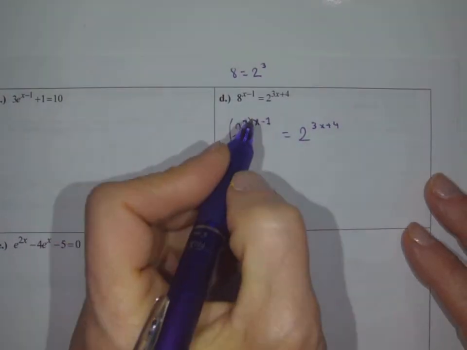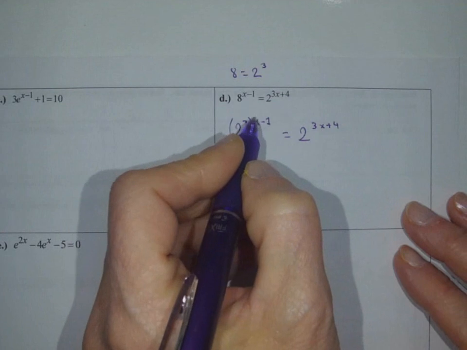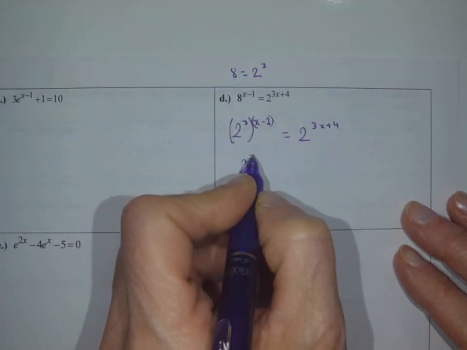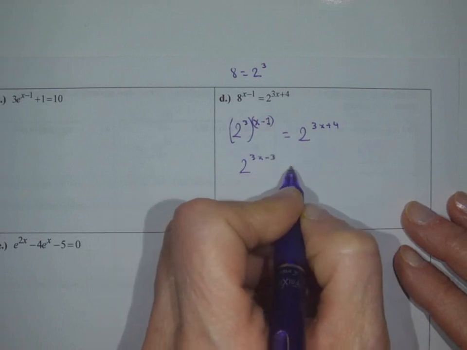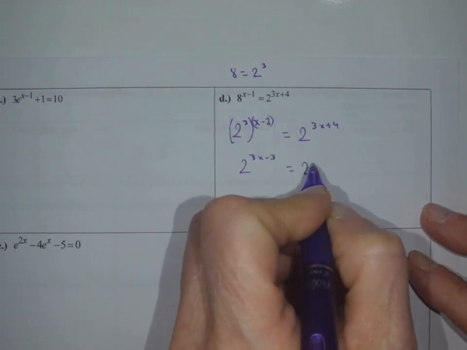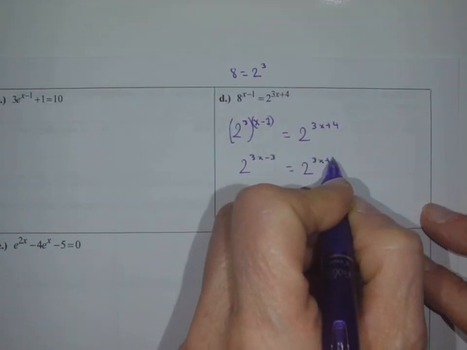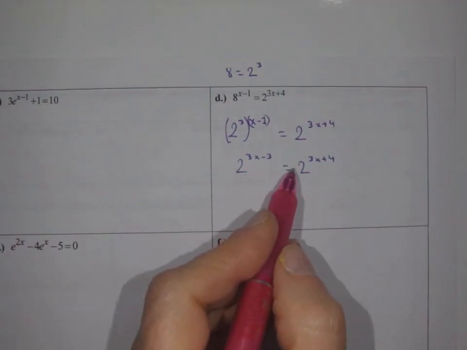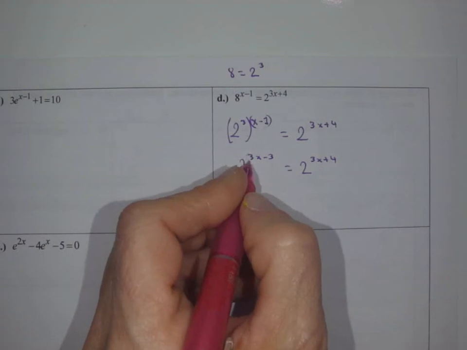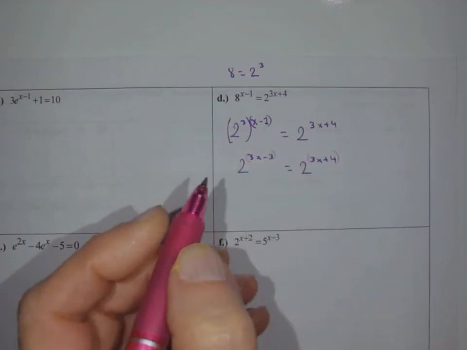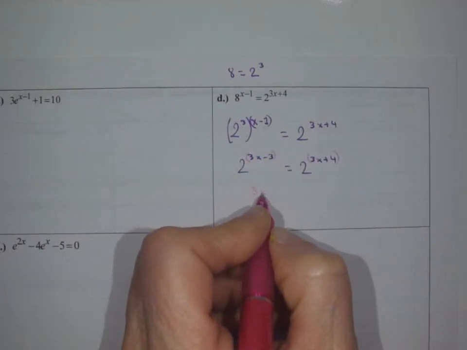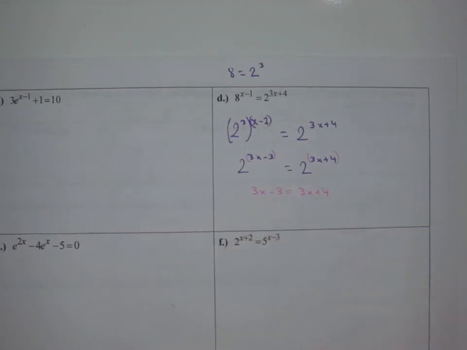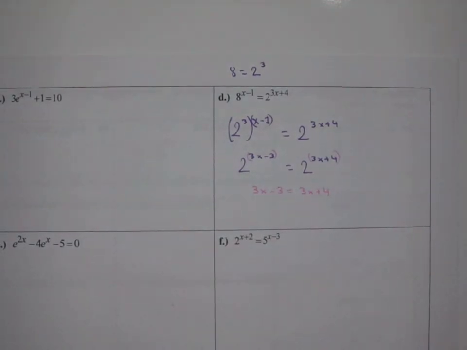By doing that, I'm going to go ahead now and distribute this 3 to my exponent here. So I have a 2 to the 3x minus 3 is equal to 2 to the 3x plus 4. And by doing that now, I have a base 2 equal to a base 2. So therefore, their exponents have to be equal to each other. So I have 3x minus 3 equals 3x plus 4. And now I'm just going to solve for x here.